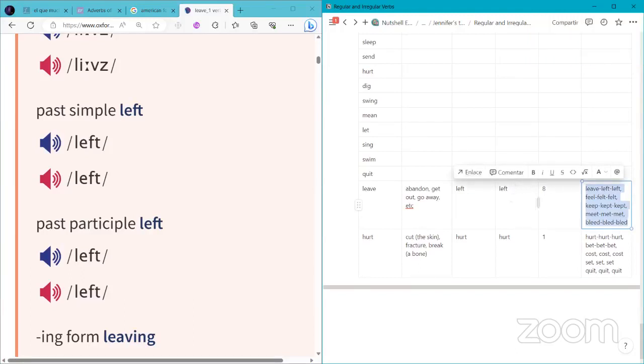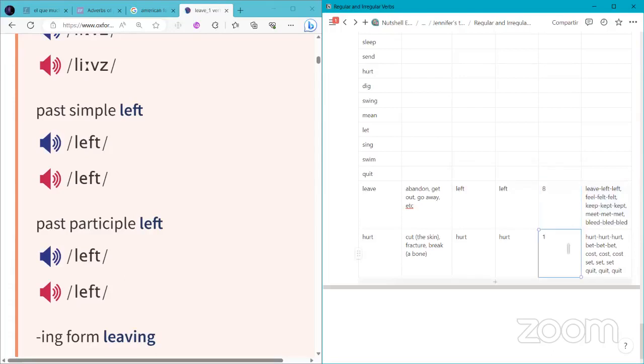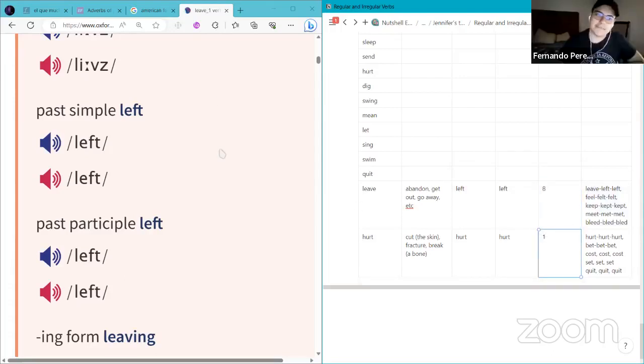Leave, left, left; feel, felt, felt; keep, kept, kept; meet, met, met. Naturally, you are memorizing 1, 2, 3, 4, 5 verbs in one practice. Yes. It makes sense.